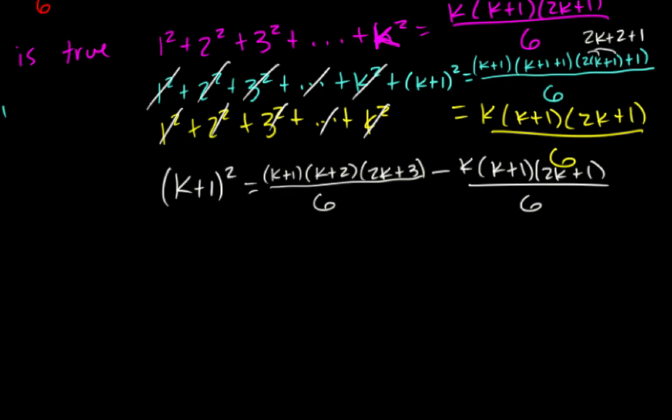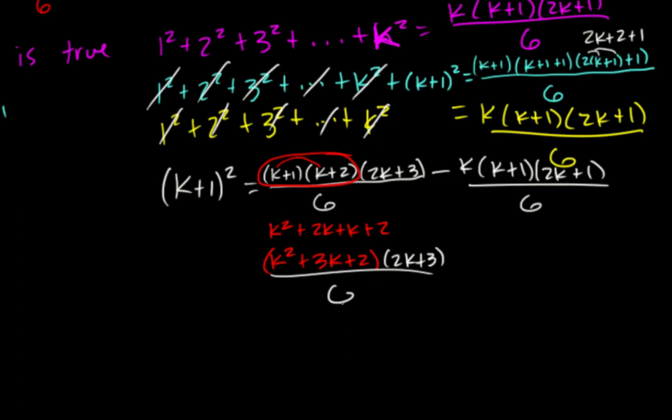So basically I just need to simplify the right hand side, and it should simplify to (k plus 1) quantity squared. If that's true, then this would be true. So there's a lot of multiplication that goes on here. So I'm just going to multiply these first two. So k squared plus 2k plus k plus 2. So that's just multiplying these two together, which if I simplify that, looks like that. Then I'm just going to write the rest of the stuff around it over 6.